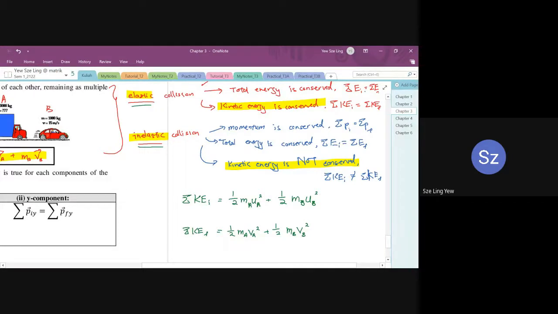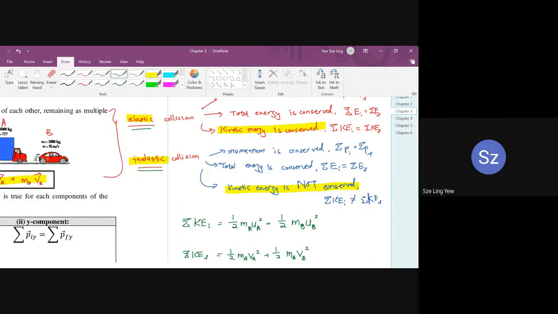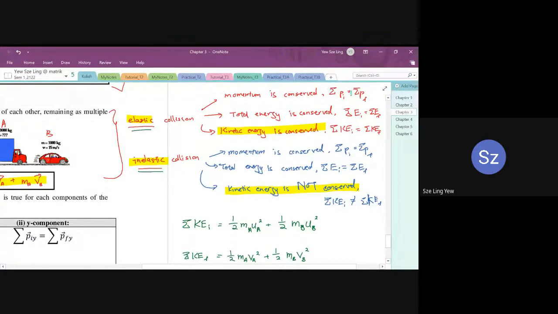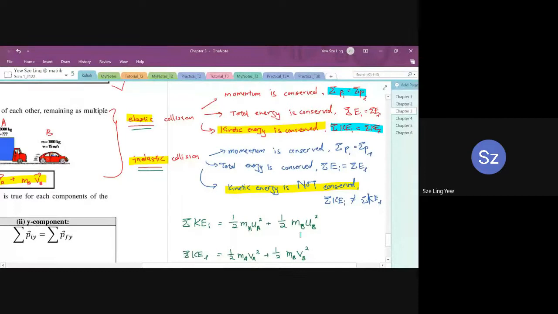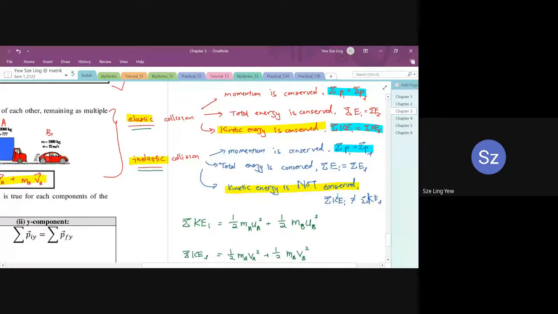Then you calculate the momentum. There are two things that you need to show to prove that it is elastic collision or inelastic collision. The things that you need to calculate to prove are the momentum and also kinetic energy. So if the question asks you to prove that a collision is an elastic collision, you must show that the momentum is conserved, and you must also show through kinetic energy calculation that it is conserved. If the question asks you to prove that it is inelastic, then you show that the momentum is conserved, but the kinetic energy is not conserved.